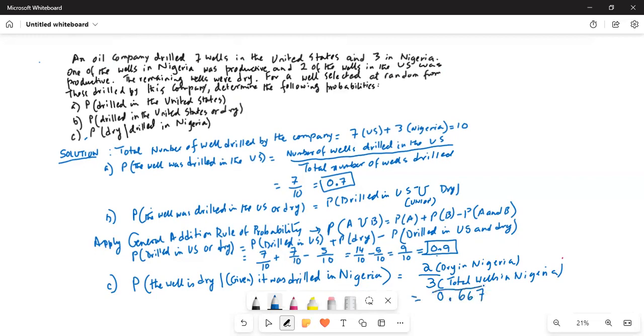And the answer is 2 out of 3, which is 0.667. So this is a conditional probability. Given means a conditional probability. What was the condition here? The well was drilled in Nigeria. And then we wanted to find the probability the well is dry given it was drilled in Nigeria. We drilled three wells in Nigeria, only one was productive, so the remaining two were dry. So 2 out of 3 or 0.667.